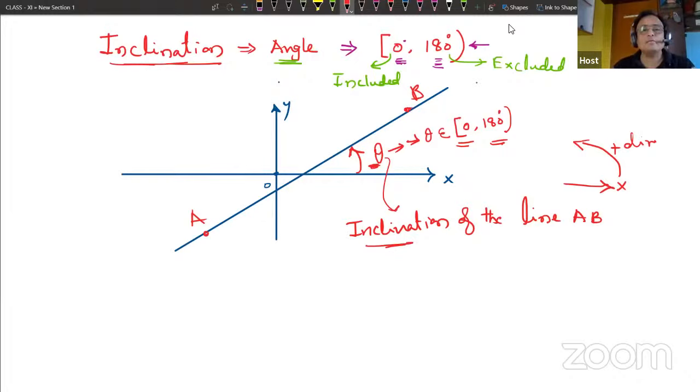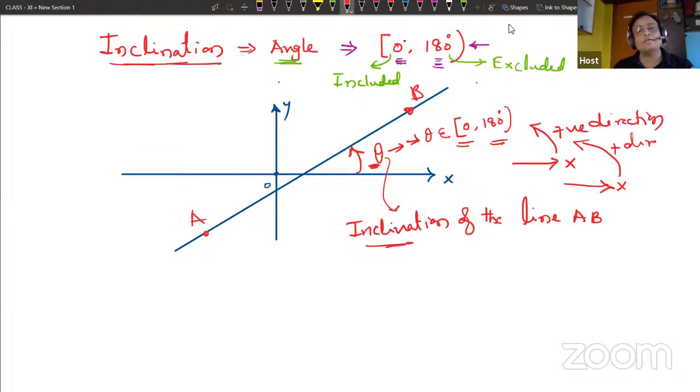But remember, not all angles can be called inclination. Whatever angle you see, that is not inclination. Inclination means a line must make an angle with only the positive x-axis, and the angle must be measured in positive direction. Positive direction means anti-clockwise, above the x-axis. The angle should be measured in this direction. That is called positive direction, I told you.